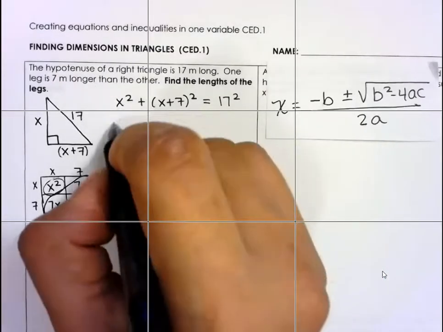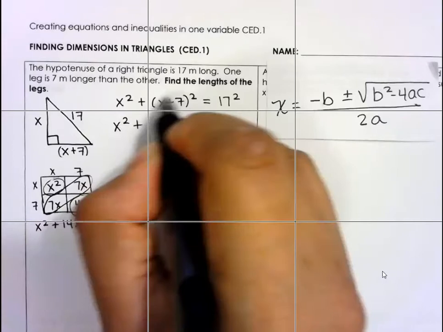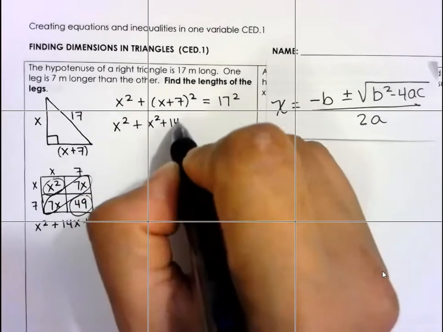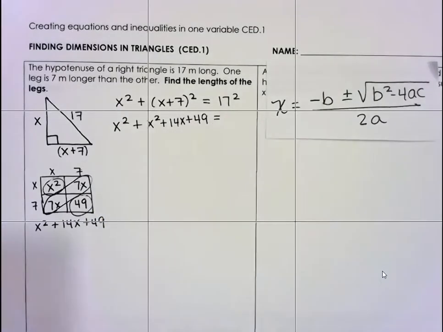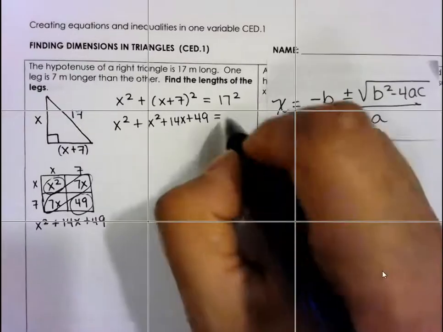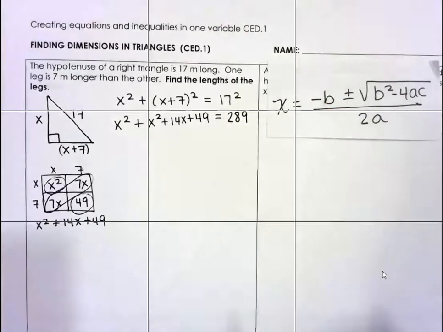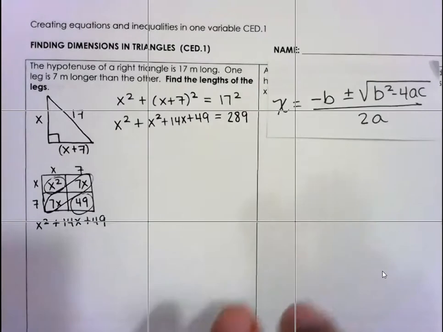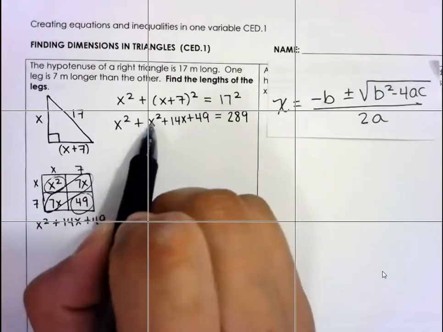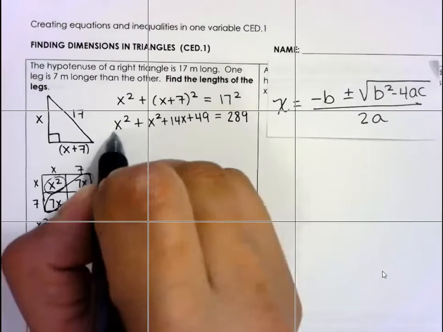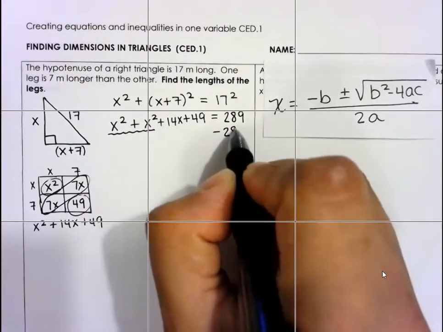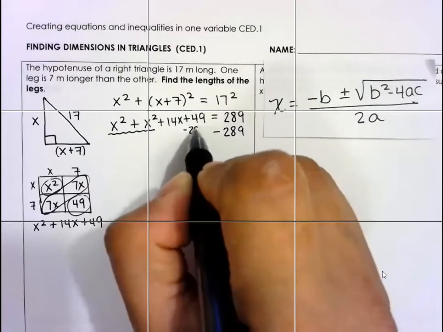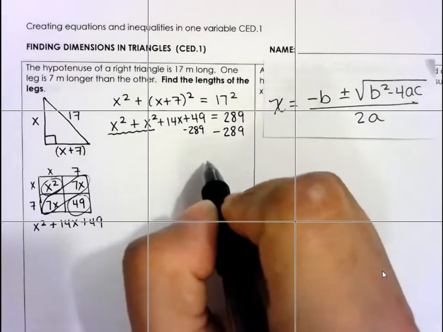Alright, so let's see. This is x squared plus this multiplied out is this, equals, and 17 squared is 289, sorry, 289. Now I'm going to do two things, and I need you to make sure that you're paying attention. X squared and x squared are like terms, right? So I am going to combine those two. At the same time, I'm going to make sure that I get 0 on the right hand side. So I'm going to subtract 289 from both sides.